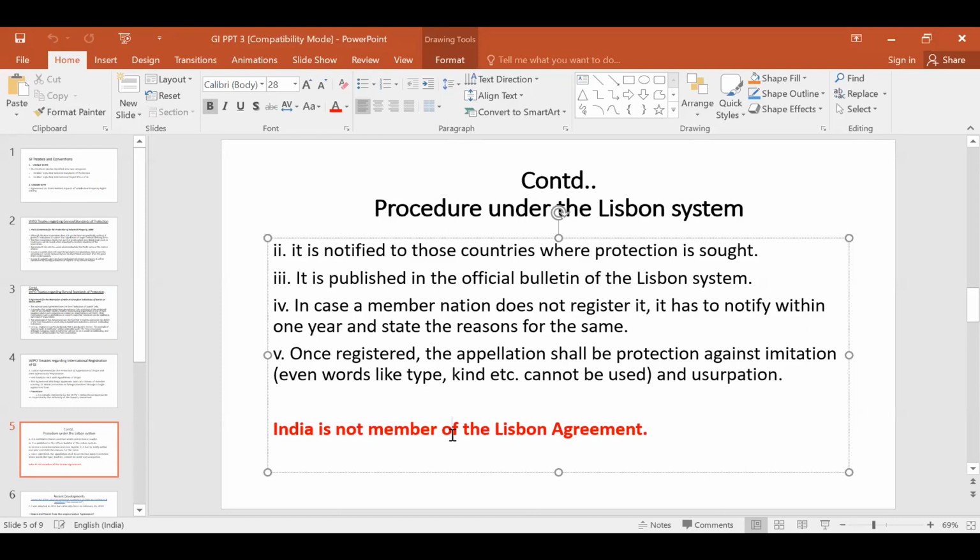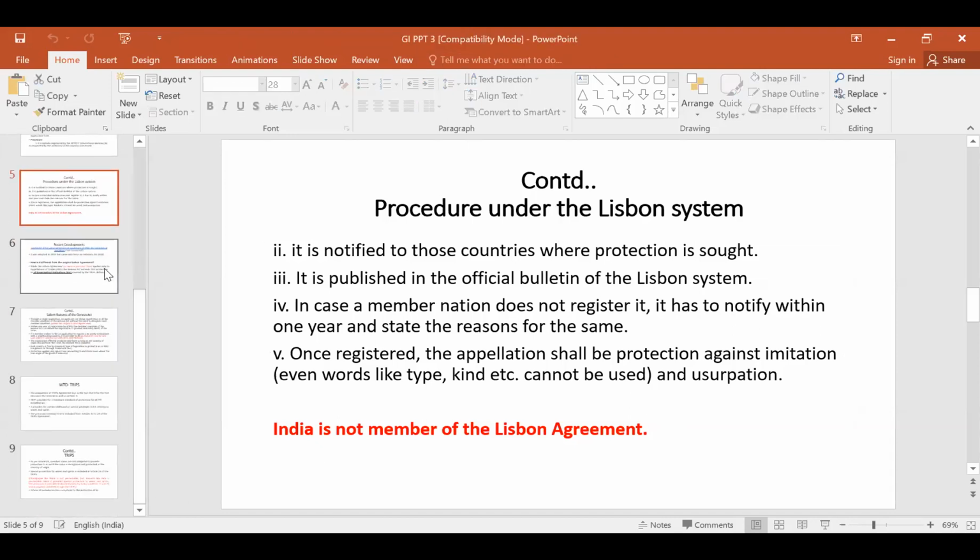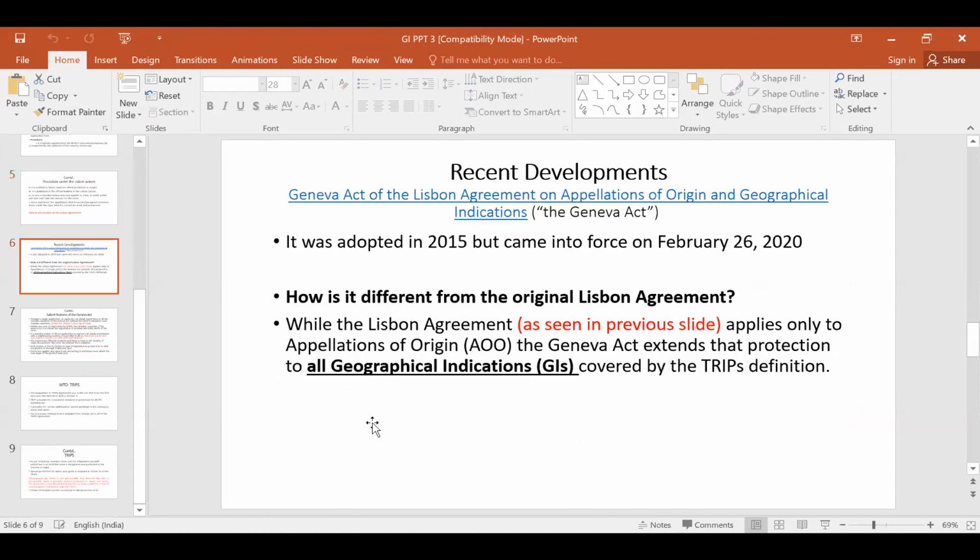That is one of the biggest demerits. Although right now we have around 363 geographical indications, if a GI proprietor in India wants international registration of the GI, the proprietor has no other mechanism but to go to each country individually and file for GI registration. Because we are not part of the Lisbon Agreement, WIPO's International Bureau will not come to our help, right?